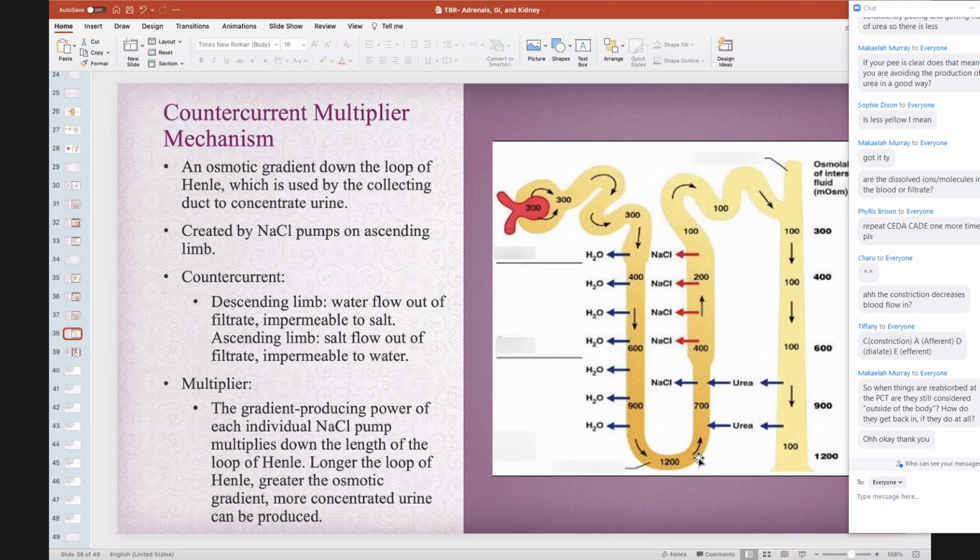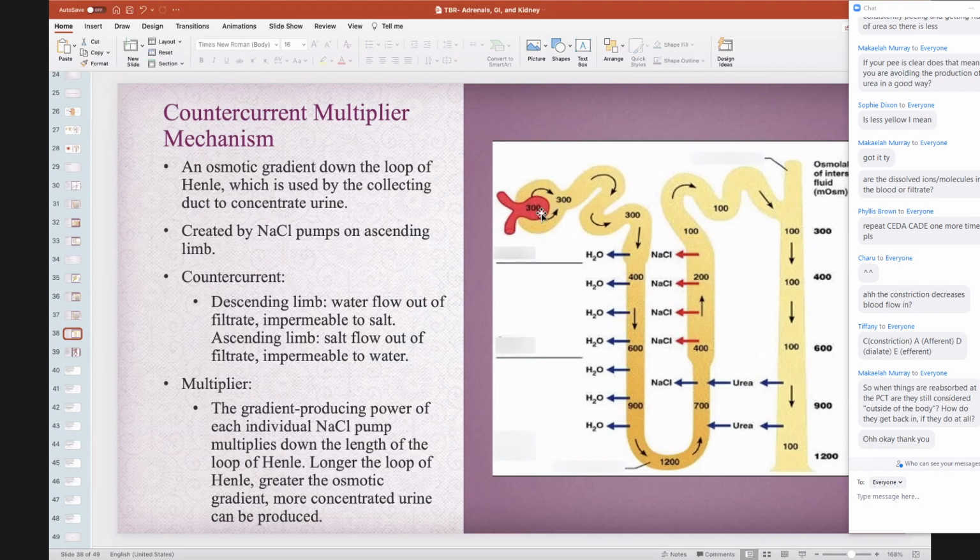So how exactly does this even work? How does this create that concentration gradient? This is a little bit confusing at first on a conceptual level. So let's pretend this is a brand new kidney, a brand new nephron that has never seen any filtrate before. Everything is the same concentration. There is no difference in osmolarity throughout this nephron.